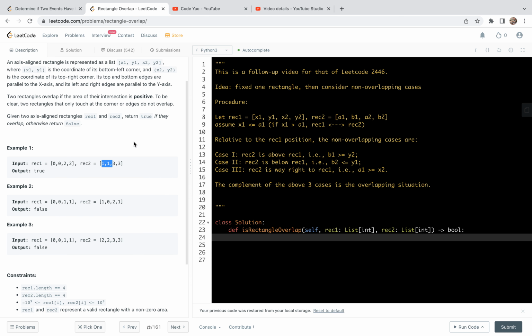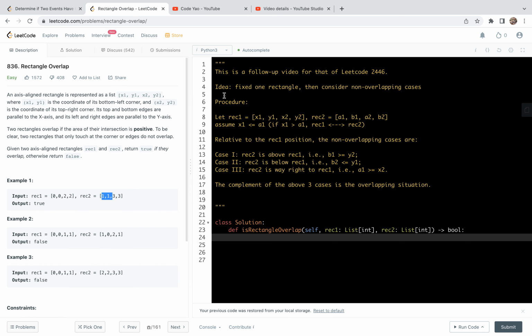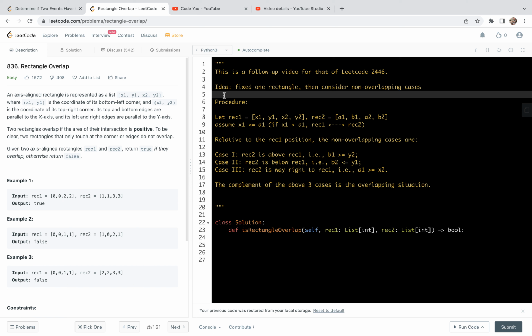With that said, we are ready to do the analysis. Actually, this problem is not hard. The thing is the method of analyzing the problem; once we know the method, actually writing the code is straightforward. We are going to treat this problem similar to what we did for problem 2446. The idea is the same: we are going to fix one rectangle so that we have a reference, and then we can consider non-overlapping cases, right?